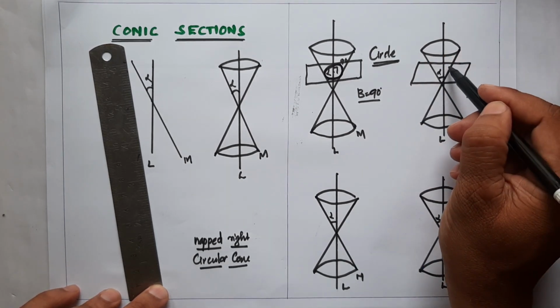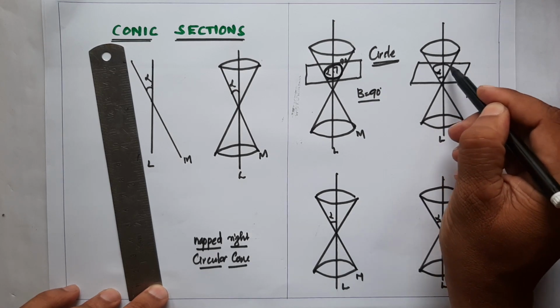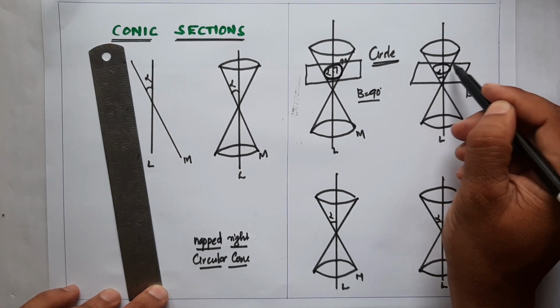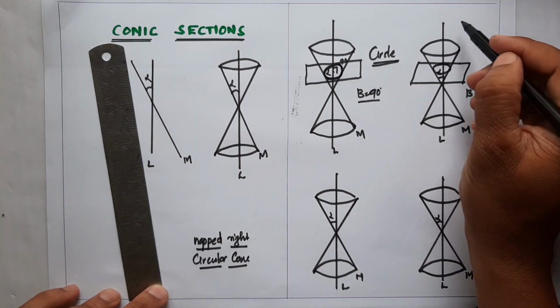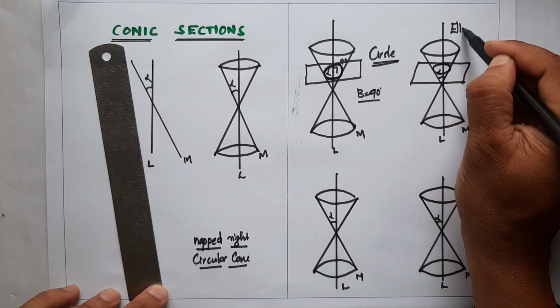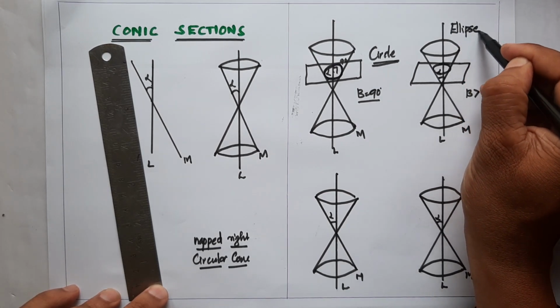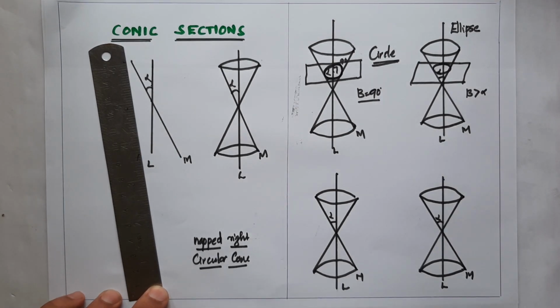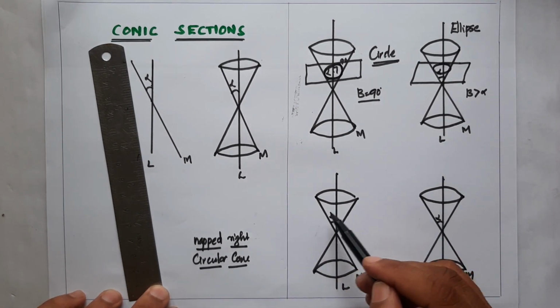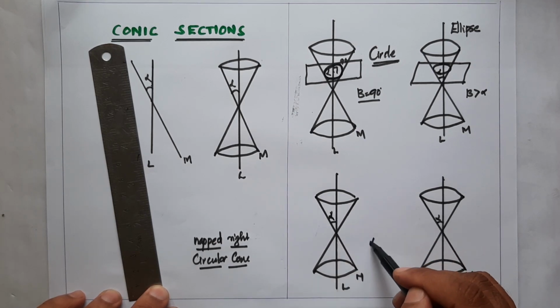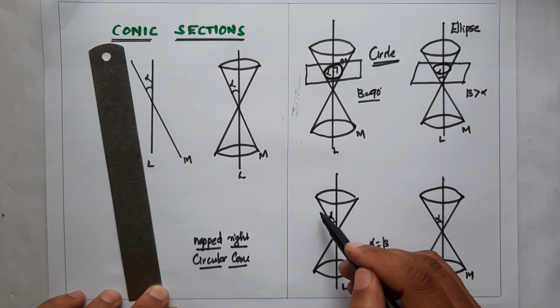Section is taken. At that time we get another section on that plane. That section is called ellipse. Then the plane, we are making the angle alpha, same angle, that is alpha is equal to beta, same angle.